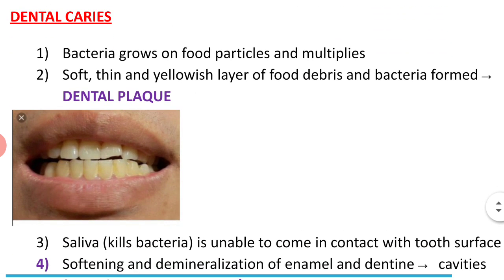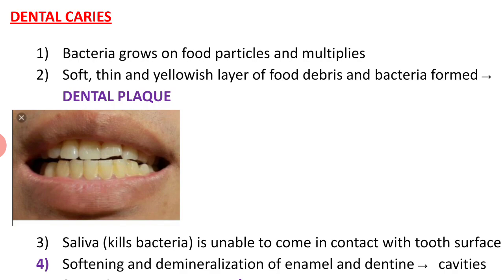Then dental caries or tooth decay. This is also an important topic. We are often advised to brush twice in a day at least, once in the morning and once before going to bed. There might be some reason to it. The reason is that we are eating food, and that food contains a lot of bacteria also, and those bacteria are generally killed by our saliva.